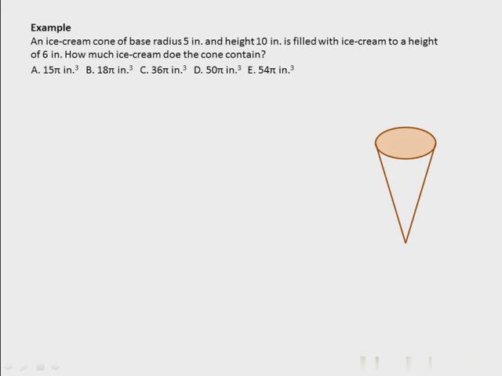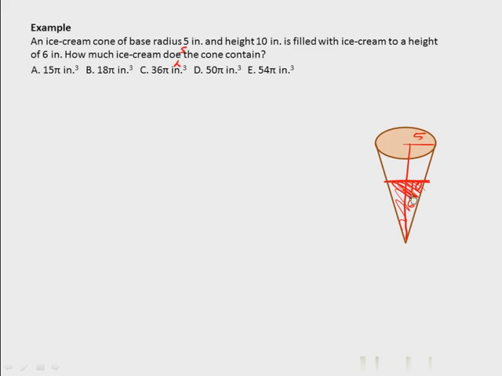An ice cream cone of base radius 5 inches and height 10 inches is filled with ice cream to a height of 6 inches. So it's filled to a height of 6 inches. So here's the ice cream. How much ice cream does the cone contain?